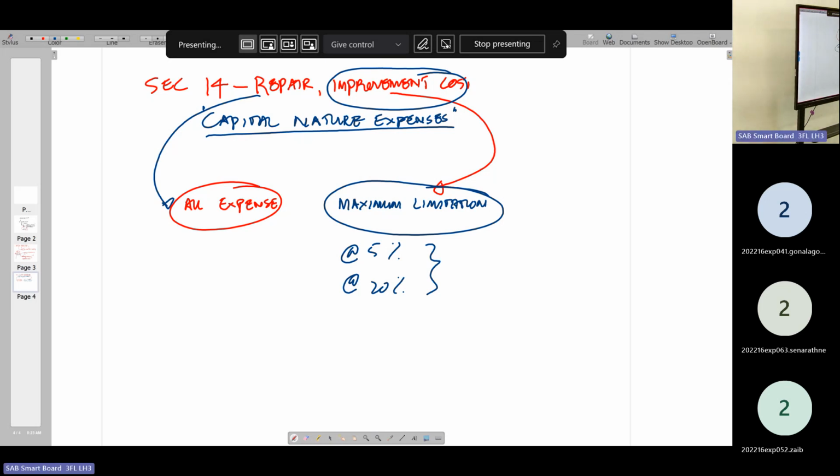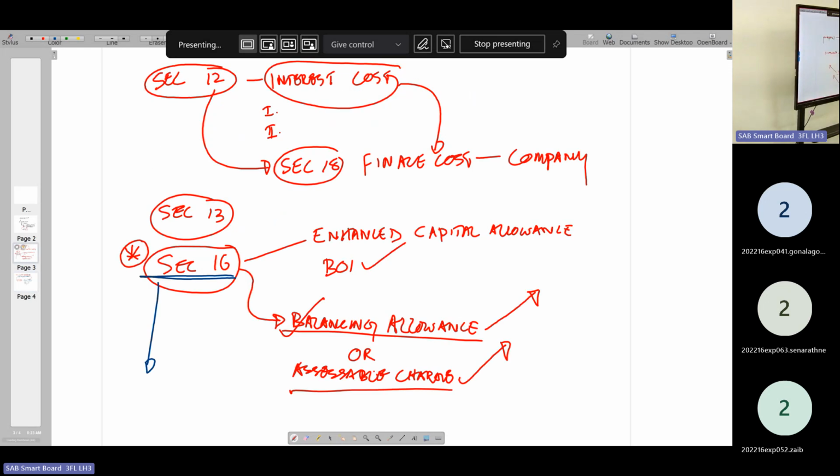We can do that for the excess amount, the unabsorbed, unclaimed amount. That can be added to the written down value at the end of this year. That is why the section 16 capital allowance says the basis for the capital allowance is the depreciation basis. So we have to add that excess amount to the depreciation basis.